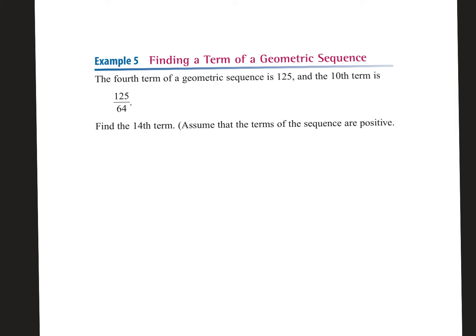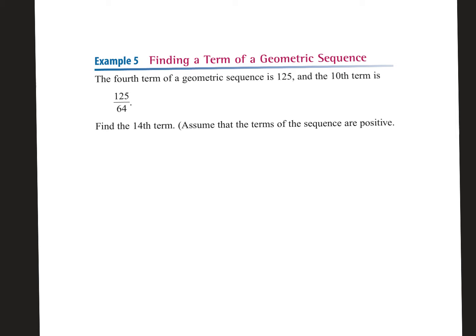We did a problem like this the other day, but with the arithmetic. Remember, arithmetic is when you add or subtract to get to the next number. Geometric is when we multiply. So it's kind of the same process of how we found the common difference, and then we plug that in to find the term. We're going to do the same thing here. We just have to find the ratio.